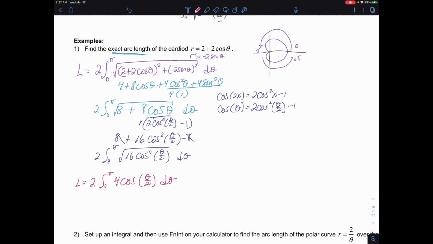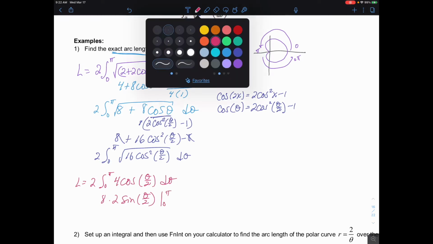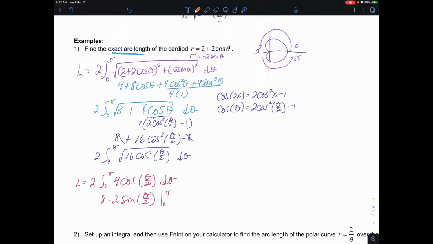So now let's take our integral here. We'll multiply the 4 times the 2 and we'll have 8. And the integral of cosine of theta divided by 2 is 2 sine of theta divided by 2. And that's going from 0 to pi. So we should be ready to plug in and just be about done with our arc length here.